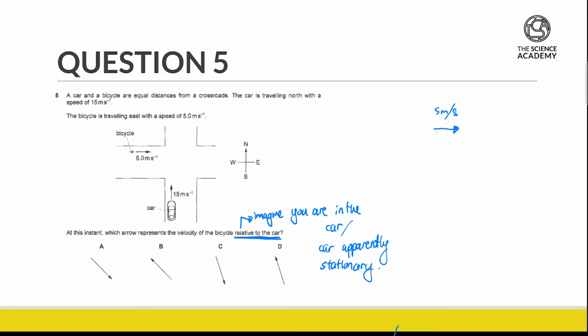But because the bicycle is also approaching you, remember, the car is apparently stationary. Because the car is apparently stationary, it appears as if the bicycle is approaching you. So your velocity of 15 meters per second is transferred to the bicycle. So the bicycle is going to be approaching you at 15 meters per second. As a result, the bicycle will have a resultant apparent velocity along the diagonal like this.